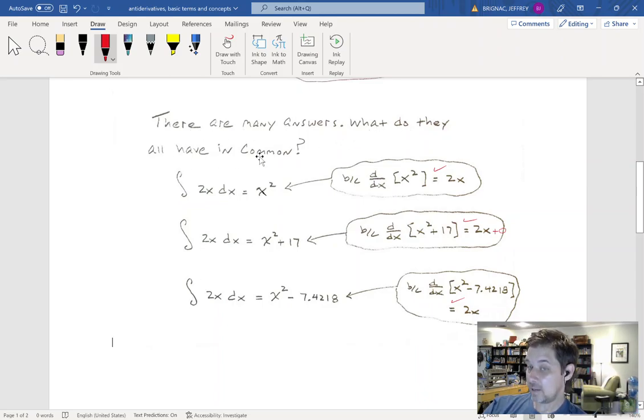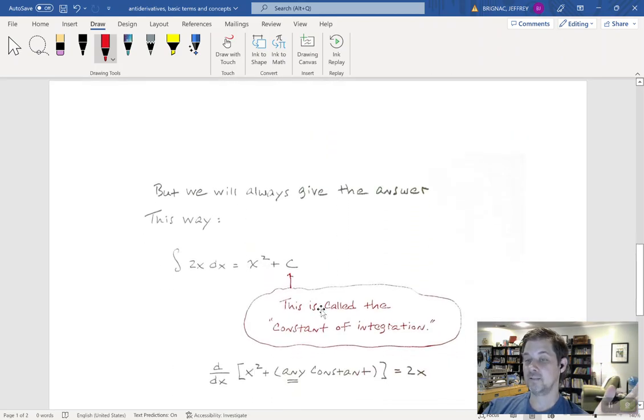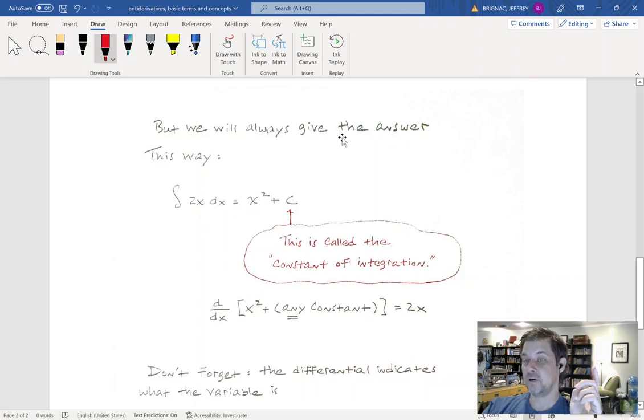What do they all have in common though, okay? There might be these three answers that I proposed, but are they just completely random and there's no pattern or connection to them? It looks like that x squared plus any constant would work, okay? And then that's in fact the truth, and that's the theme. So here's what we do. We will always give the answer this way.